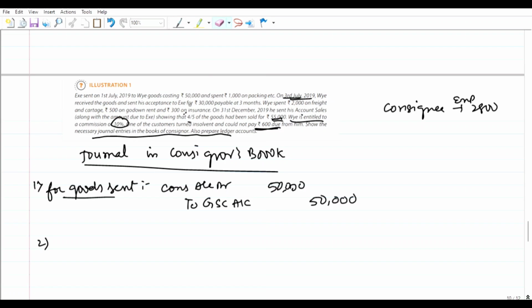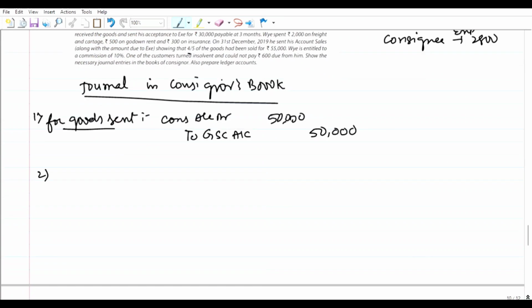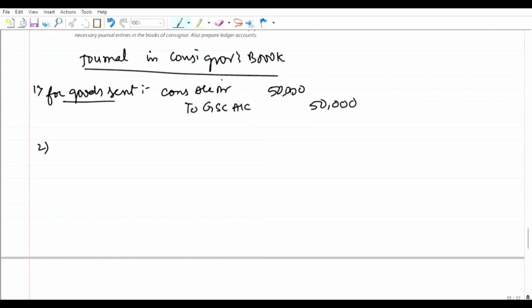So this is what the thing is. Let us go for valuing the unsold stock. I said that we are going to follow one working note, right? Let us do the working notes here. Working notes: cost of goods unsold.